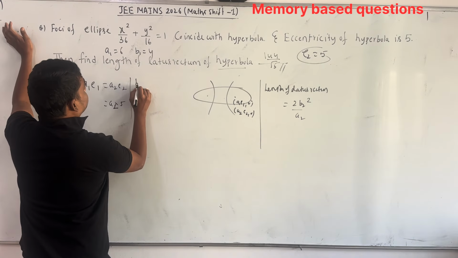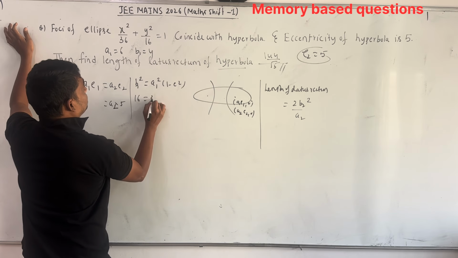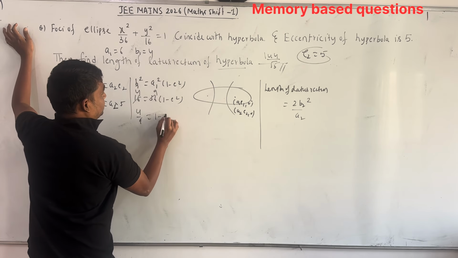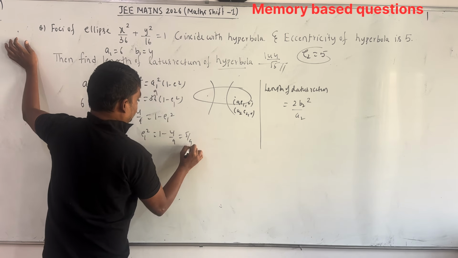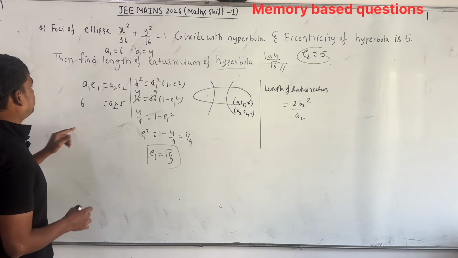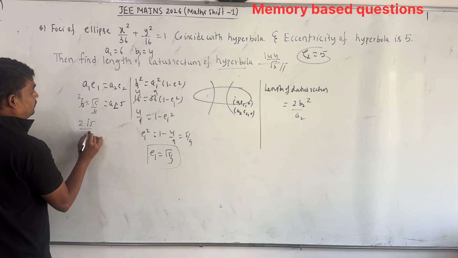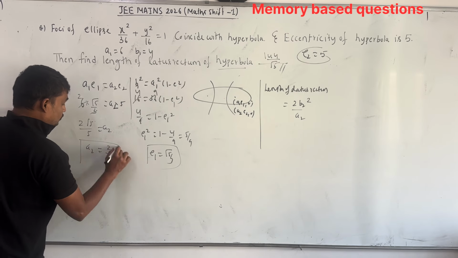From here, b1 square equal to a1 square into 1 minus e1 square: 16 equals 36 into 1 minus e1 square. So 4 by 9 equal to 1 minus e1 square, so e1 square equal to 1 minus 4 by 9, we got 5 by 9, e1 equal to root 5 by 3. Okay, from here e1 equal to root 5 by 3, substitute here: 6 into root 5 by 3 equals 5 a2, 2 root 5 by 5 equal to a2. So we got a2 as 2 by root 5.